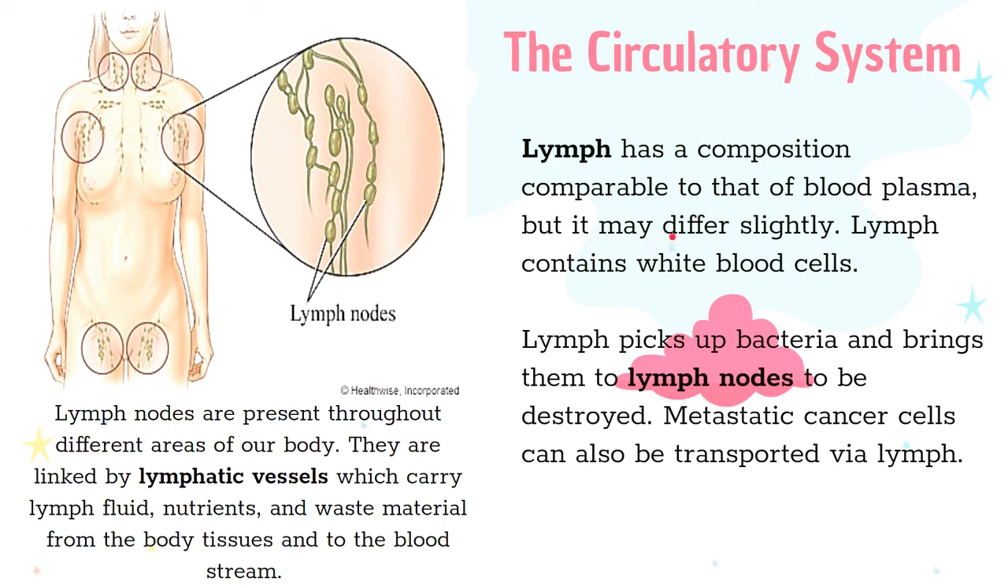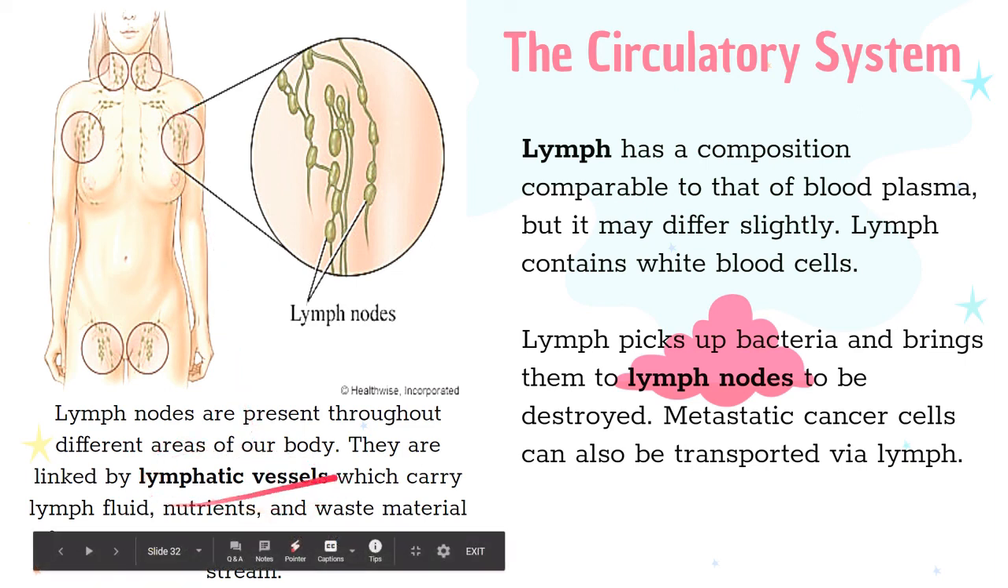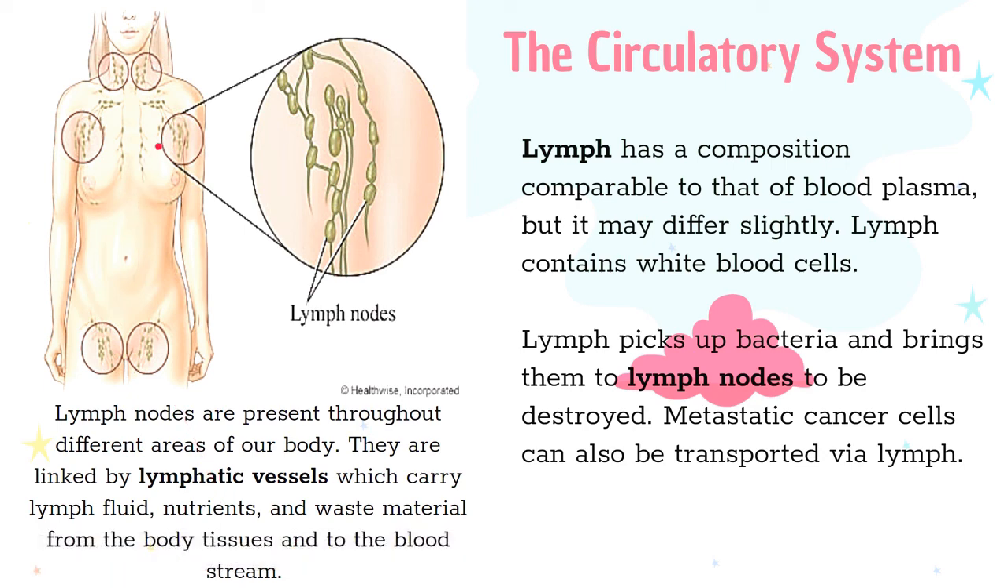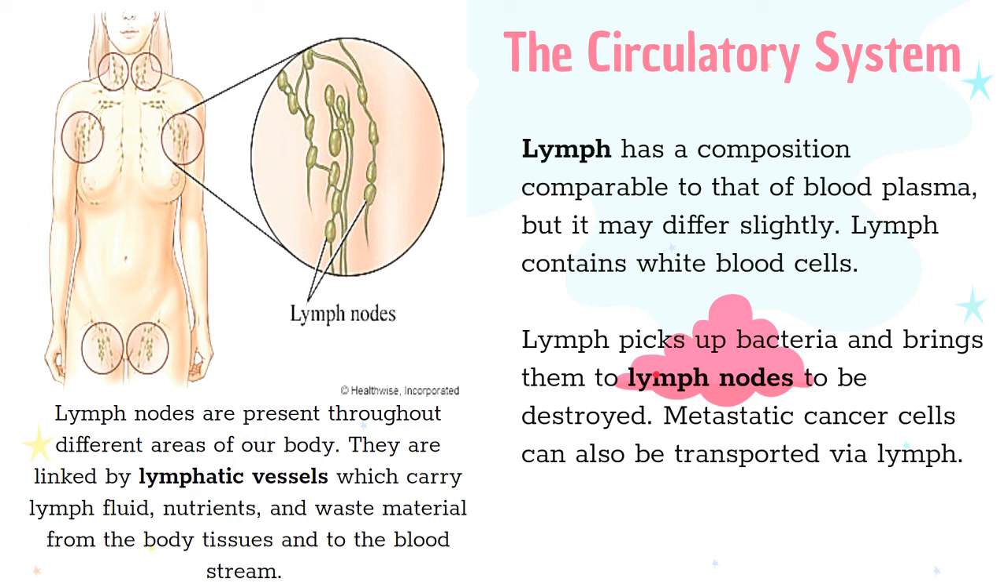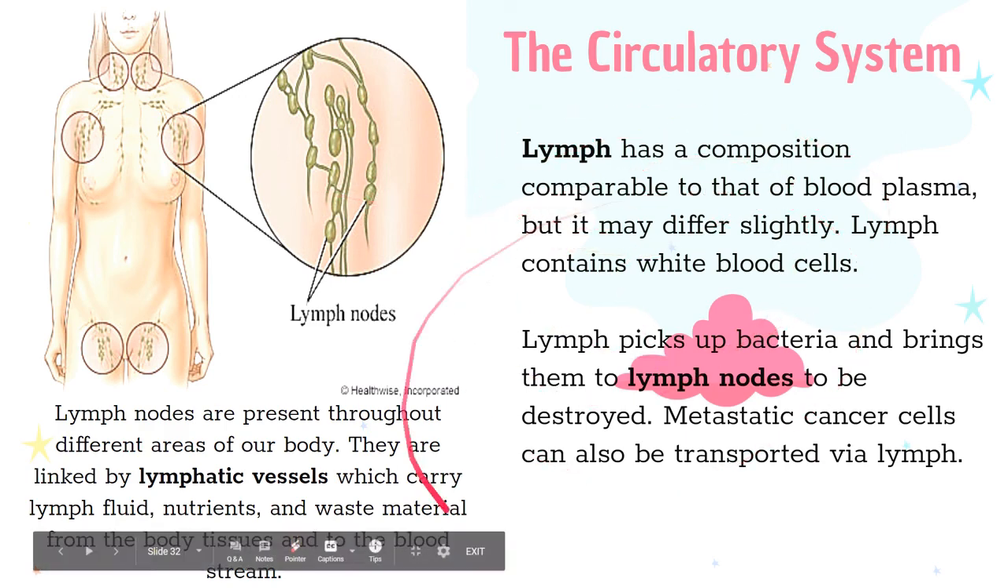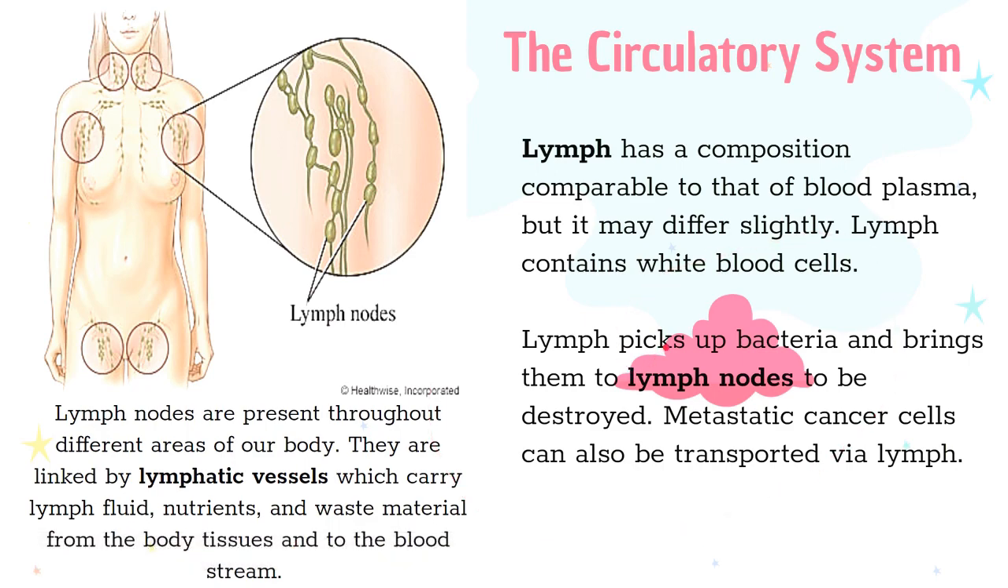The next fluid is lymph. It has the same composition as blood plasma. However, it mostly contains white blood cells. Lymph is produced in the lymph nodes and carried by lymphatic vessels, a different kind of vessels, which carry the lymph fluid and nutrients to the bloodstream. Lymph picks up bacteria and brings them to the lymph nodes to be destroyed. Those are the sites. It's also good to know that metastatic cancer can be transported by lymph. So they are in charge of destroying bacteria or infectious particles in your body.